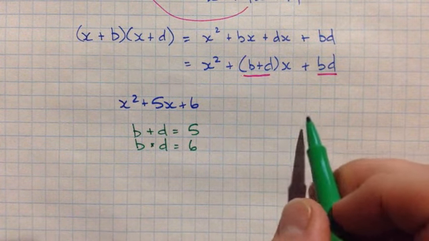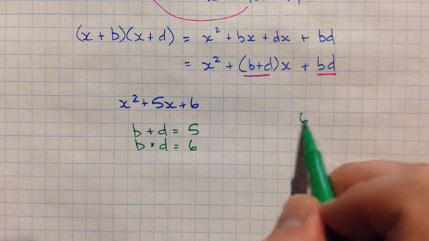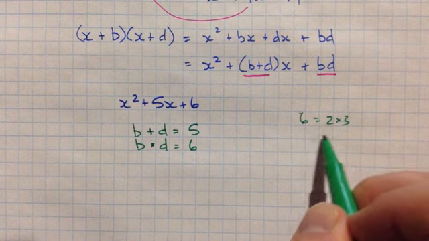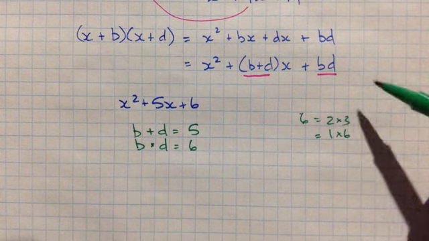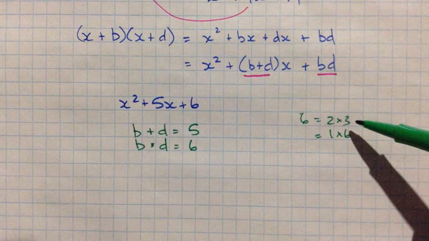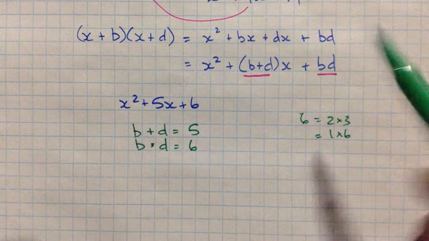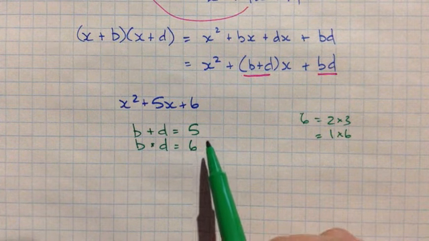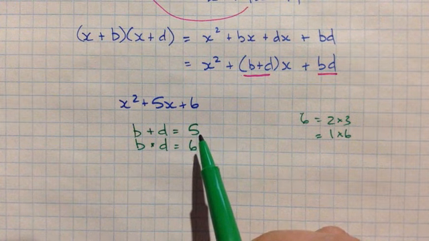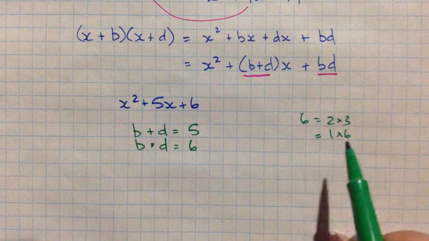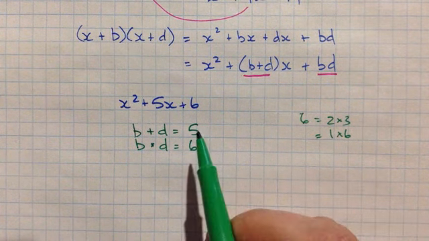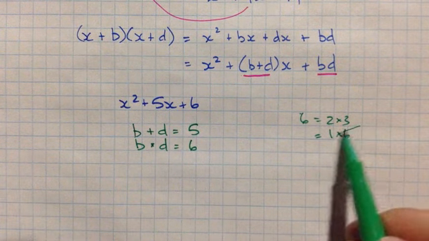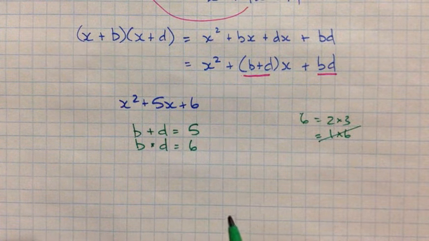So I'm going to maybe just write down a list of possibilities here. 6 could be 2 times 3, or it could be 1 times 6. And I'm going to check out both of these numbers. What if my numbers were 2 and 3? 2 times 3 is 6, so that's good. 2 plus 3 is 5. That works out nicely. So my numbers are going to be 2 and 3. What if I had guessed 1 and 6 first? 1 plus 6 is 7, not 5. So this is not the combination of numbers that we want.